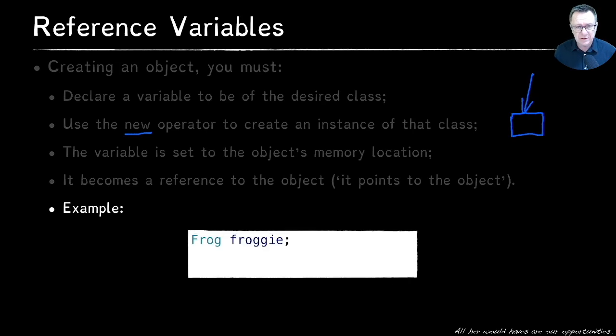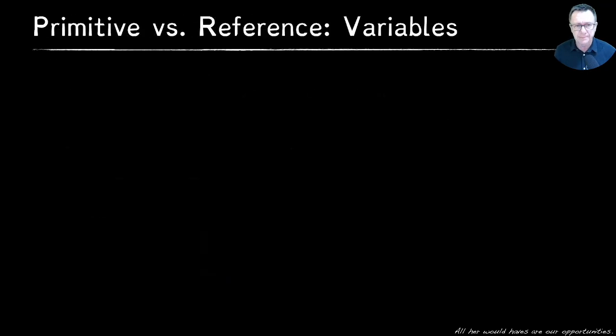So let's have a look at this. We have a Frog class. We create a Frog object called froggy, and we say froggy is assigned new Frog, Kermit. Brilliant. And then we can tell froggy to leap. So that's all making perfect sense to us.